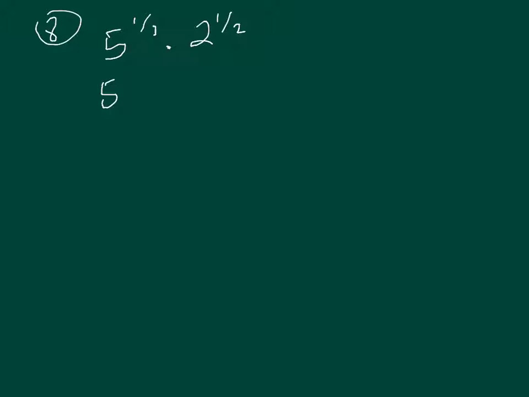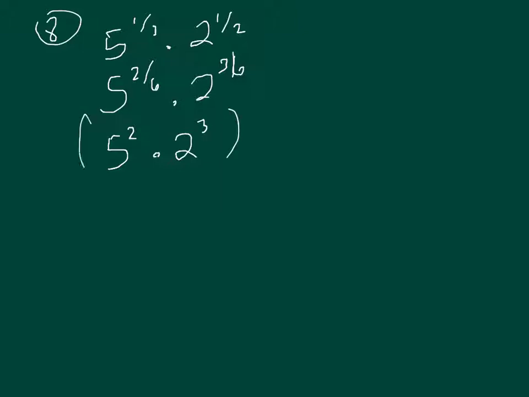So you would have 5 to the 2/6 times 2 to the 3/6. And that's the same thing as saying 5 to the 2nd power times 2 to the 3rd power, but you're taking the 6th root, or to the 1/6 power of both of those. And that's how you rewrite it as a single rational exponent.